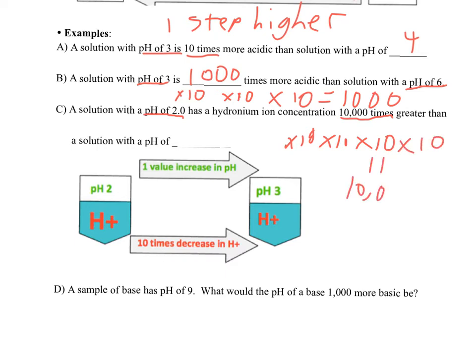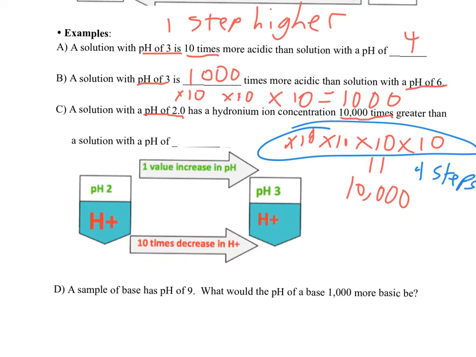That is 10,000. So that means that we've gone 4 steps on the pH scale. And obviously, we're not going to be going down the pH scale 4 steps because we're only at 2. The question says that the pH of 2 has a hydronium concentration greater than, which means we should be going less acidic, as in we should be going up the pH scale 4 steps. That means the pH that we're looking for is a pH of 6.